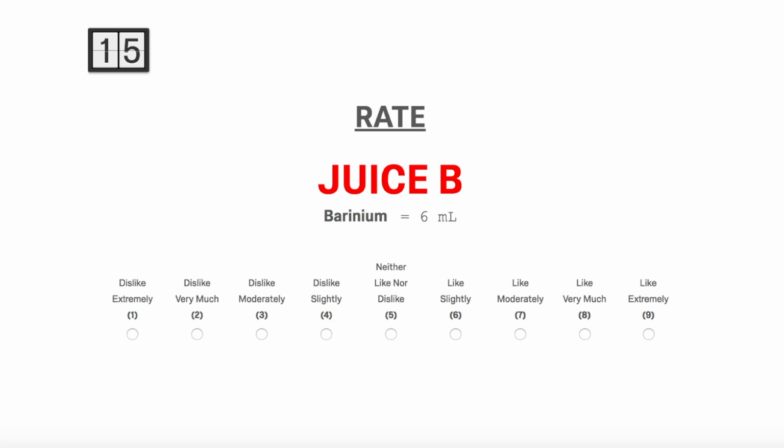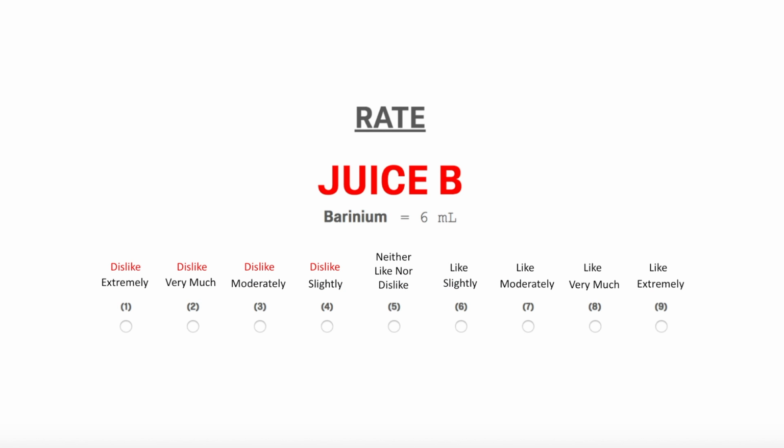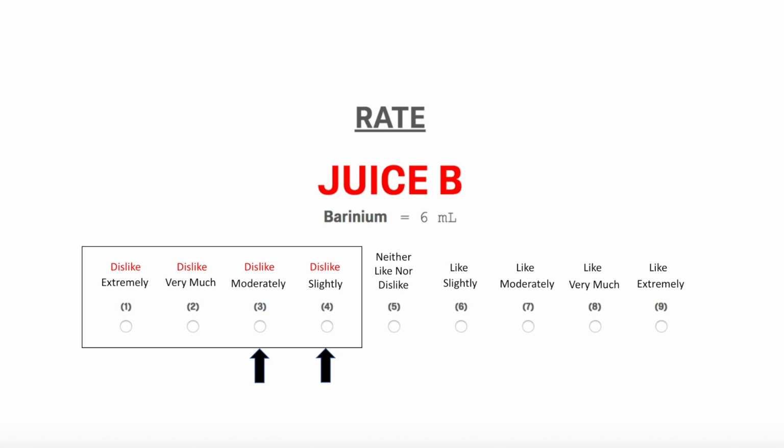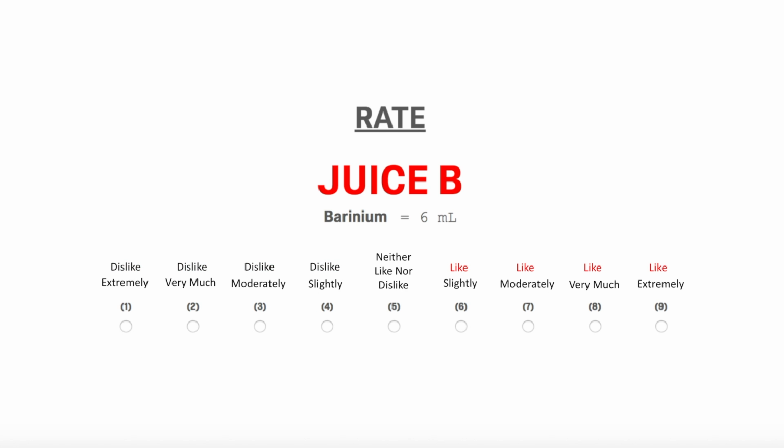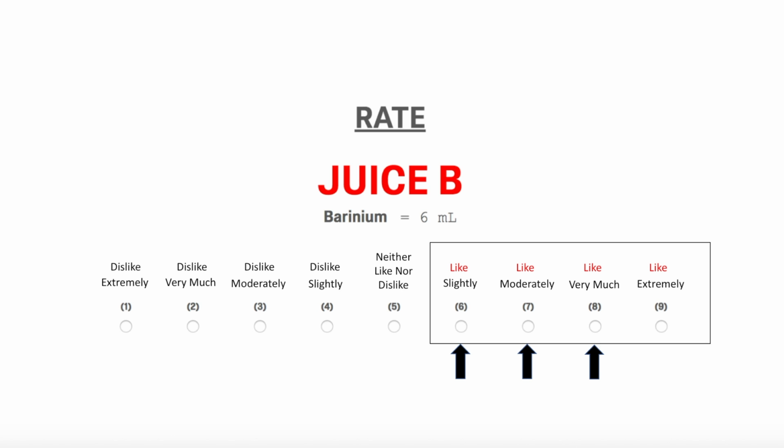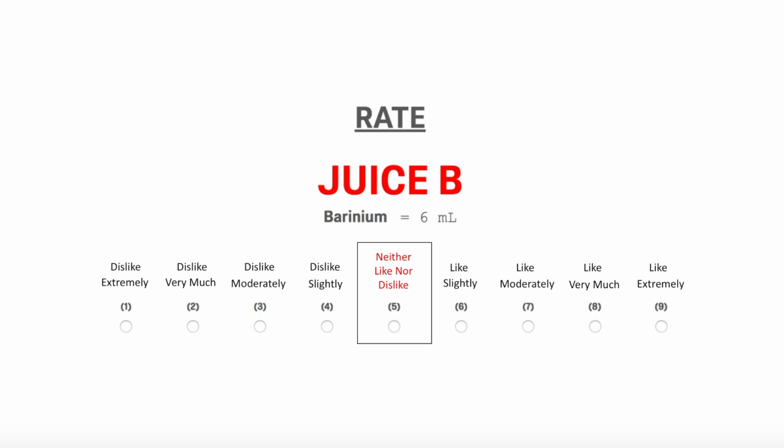If you dislike the juice, your rating will fall on the left side of the scale from 1 to 4, and you can indicate how much you dislike the sample by selecting dislike slightly, moderately, very much, or extremely. If you like the sample, your rating will fall on the right side of the scale from 6 to 9, and you can indicate how much you like the sample by selecting like slightly, moderately, very much, or extremely. If you neither like nor dislike the sample, select the middle option. When making your ratings, you should click on the response option that best describes your reaction to the juice.